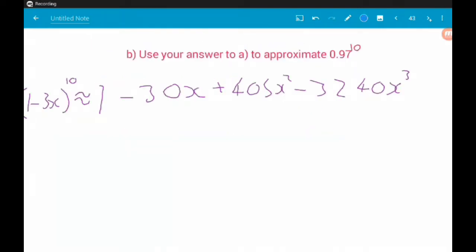And for part B, we want to use our answer to part A to approximate 0.97 to the power of 10. So, we now know that 1 minus 3x to the power of 10 is approximately 1 minus 30x plus 405x squared minus 3240x cubed. So, we need to work out what value of x to substitute into that.